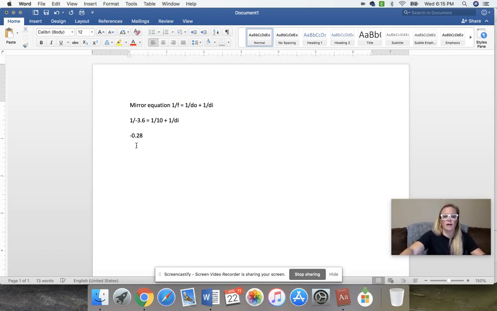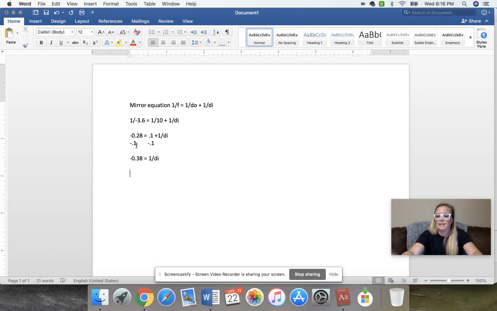I'm going to do 1 divided by negative 3.6 equals 1 divided by 10, which is 0.1, plus 1 divided by di still. Mathematically, I'm going to take 0.1 and subtract 0.1 from both sides. So minus 0.1 over here to get rid of that, which leaves me with a negative 0.38. There's a negative minus a negative, which just makes a bigger negative. And this would be canceled out: 0.1 minus 0.1 inside of 1 divided by di.